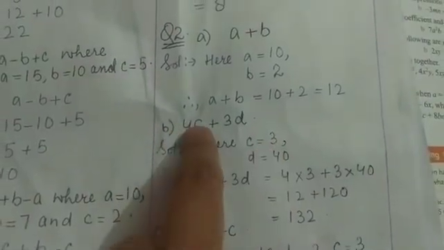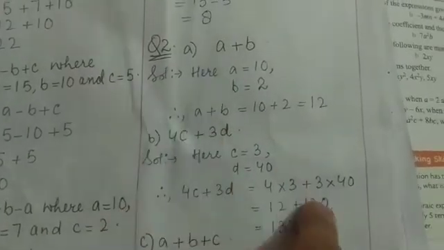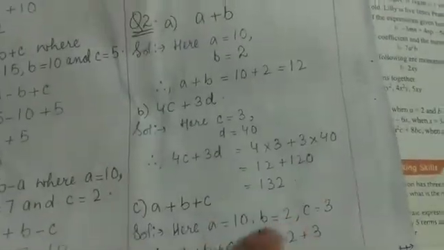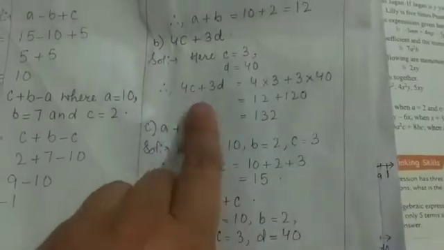4c plus 3d, c is 3, d is 40. It will be 4 into 3 plus 3 into 40. 4 into 3 is 12 plus 3 into 40 is 120, and the answer will be 132. Then the next part is a plus b plus c. A is 10, b is 2, c is 3, so it will be 15. So similarly you can do all these parts.